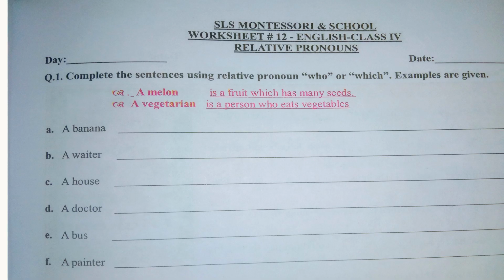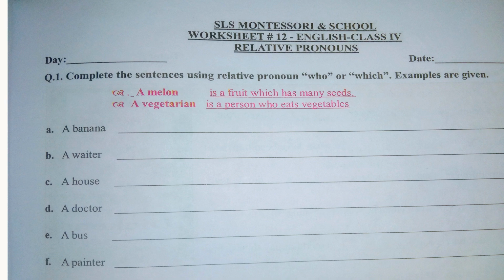Students, this is page 17, worksheet number 12. You have to write day and date at the top with your lead pencils. Question number 1. Complete the sentences using relative pronoun who or which. Who is used for people who are subject of the sentence, means doing the action. Which is used for objects, ideas or places. For example, a melon. A melon is a fruit which has many seeds. A vegetarian. A vegetarian is a person who eats vegetables.